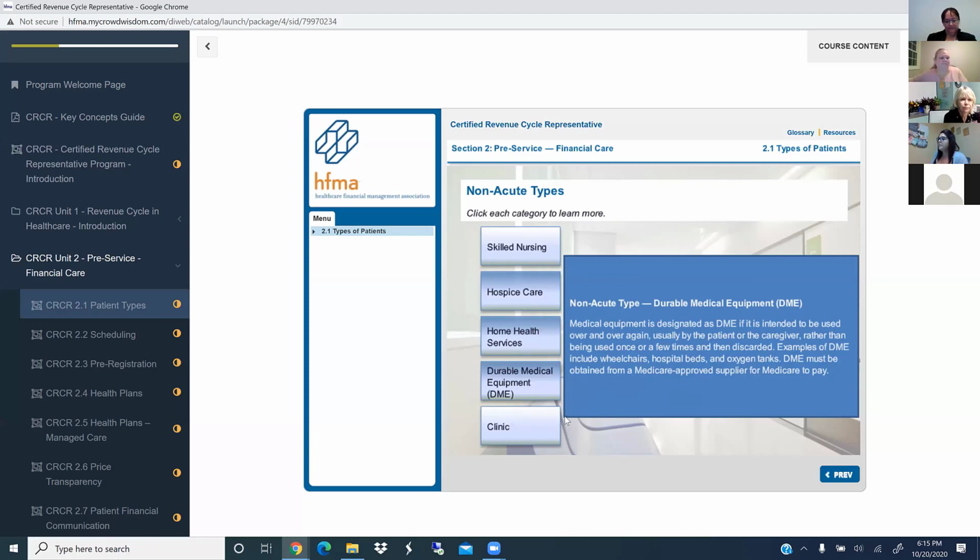So a clinic is a facility or part of one that is devoted to the diagnosis and treatment of outpatients. Many clinics are hospital-based and staffed by hospital-employed professional staff.